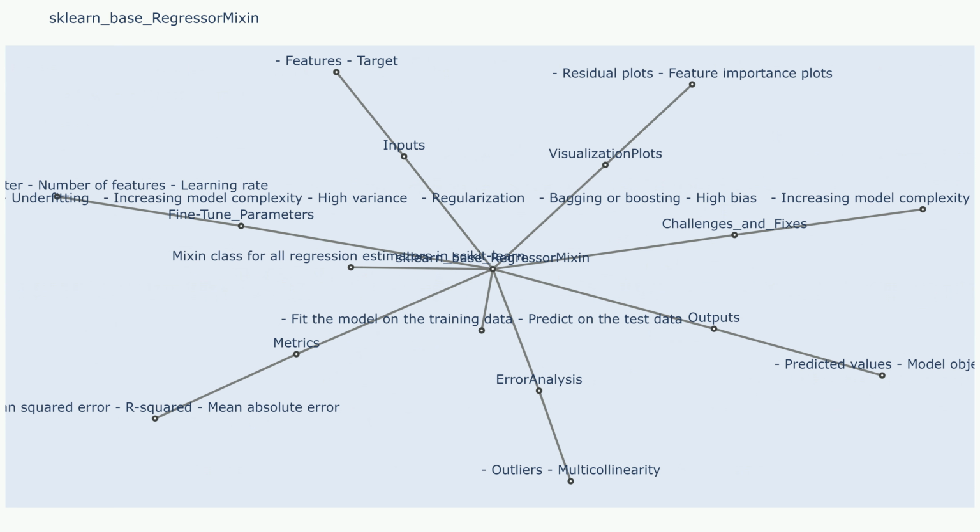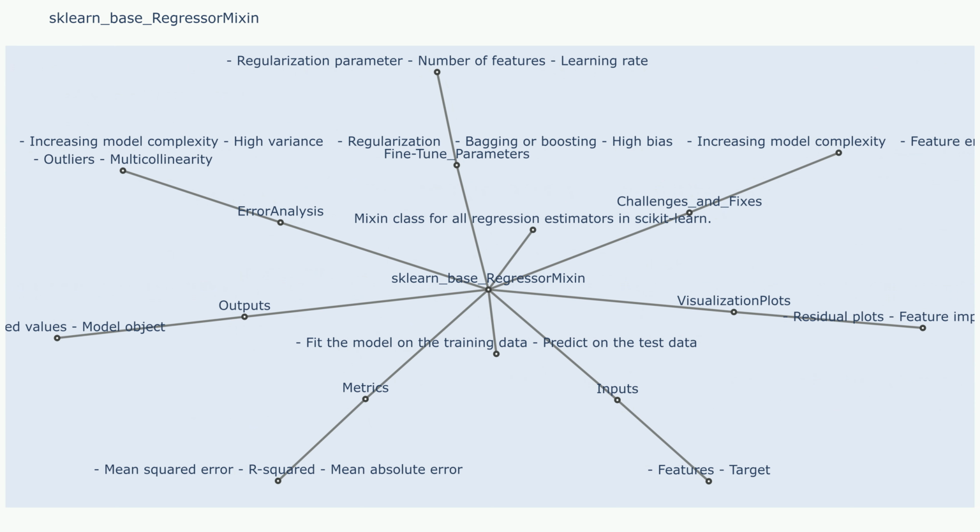Prediction: once trained, the predict method can be used to generate predictions on new input data. The model takes the features as input and outputs predicted values for the target variable.